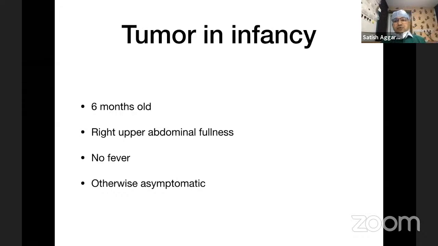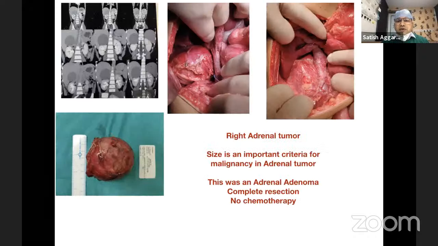Now, I'll give you more examples. For example, this was a child, 6 months old, who has a right-sided upper abdominal fullness, but no fever, and is otherwise asymptomatic, thriving quite well. And then on further workup, we found out that this child actually had an adrenal tumor from the right side. Now, adrenal gland is a very deeply seated gland behind the liver. Therefore, adrenal masses may not be palpable.